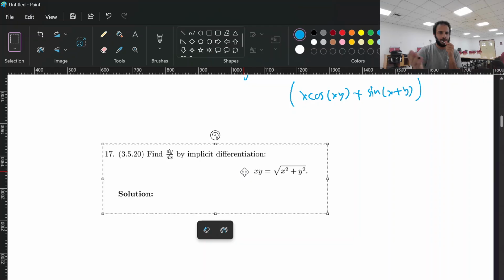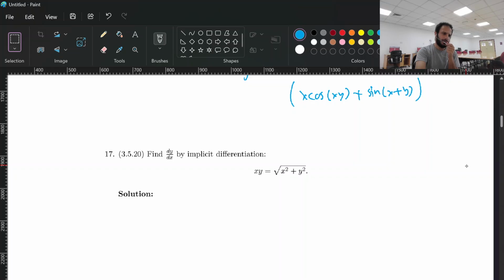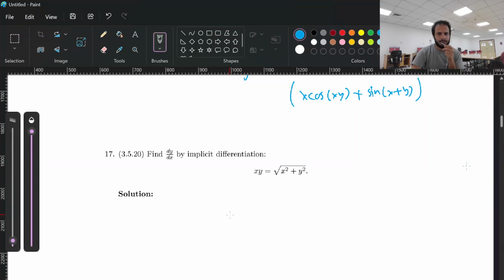Find dy over dx by implicit differentiation for xy equals square root of x squared plus y squared. I'm not sure where to start, Professor. Okay, I will solve it. So here xy we need to use implicit and the product rule, okay?